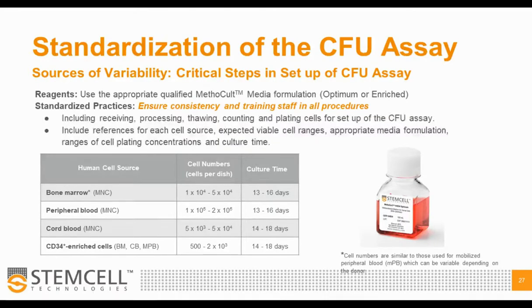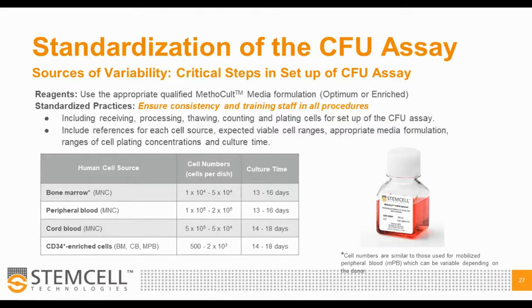Include in your SOPs for something like this, to make sure that it's done the same way all the time, the cell source that you typically use. What are your expected viable ranges of the cell and cell numbers? What's the appropriate media formulation that you want to put those cells in? And we make this easy by offering optimized formulations depending on the cell source. And of course, what are your ranges for plating concentrations when you set up this assay? As I mentioned, it's linear, but only in certain ranges.